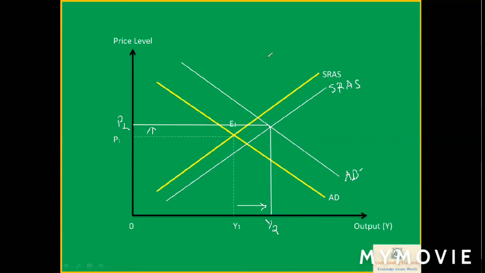So in this case, where the SRAS has increased as well as the AD has increased, in this scenario we can say that for all the three possibilities the output has increased, but we cannot certainly say whether the price will increase or drop. How the price will move from the initial equilibrium will depend on the amount of change in aggregate demand and aggregate supply.